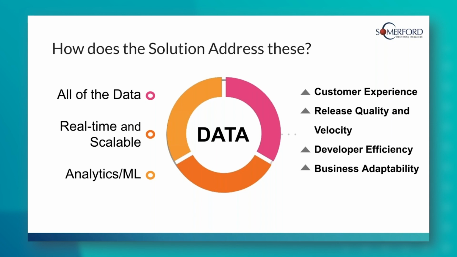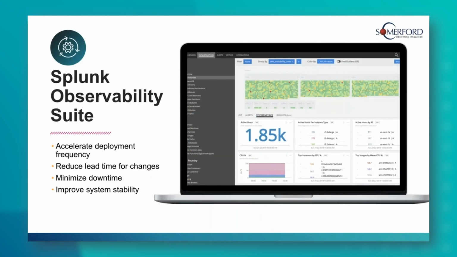And from that, we're going to see improvements. We're going to see better customer experience. We're going to see improvements to release quality and speed of those releases. Because if you're confident that you've got the tooling in order to be able to identify problems quickly, you can afford to move more rapidly in the development cycle. That improves development efficiency, and that makes your business more adaptable. And in these last 12 to 18 months, that has been crucial. So, Splunk Observability Suite accelerates your deployment frequency, reduces lead time for changes, minimizes downtime, and improves your system stability.